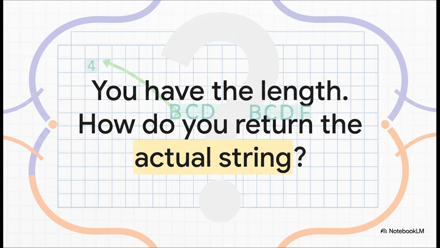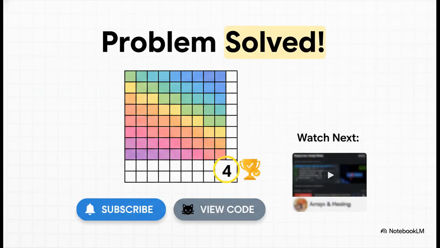You found the length, it's 4. But how would you change your code to actually return the string BCDF itself? Think about where that 4 is in the table and how you might be able to work backward from there to rebuild the string. And there you have it. That's how you really crack the longest common substring problem.